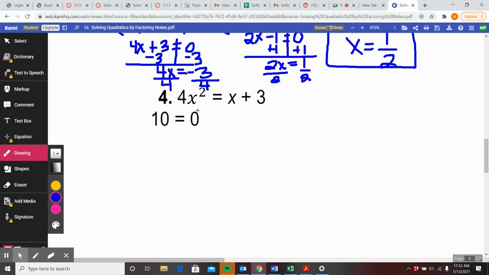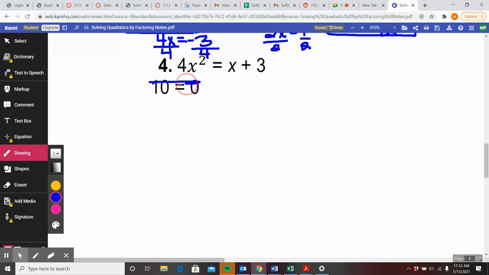Okay, let's look at number 4. Cross this out because this is something that came down a line that's not supposed to be there. So on this one, this is 4x squared equals x plus 3. So there's something wrong with this one. What's wrong with this one? It's not all on one side set equal to 0, right? Because it's 4x squared equals. That equals needs to be on the end. So the easiest way to do it is you just move the x to this side and the 3 to this side.